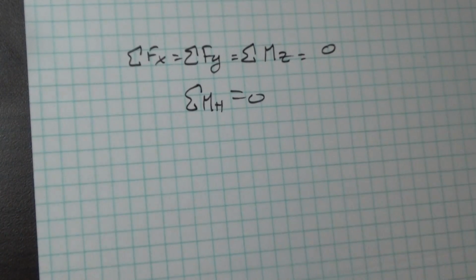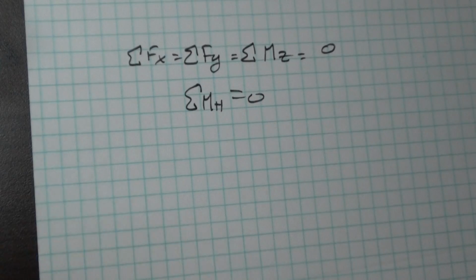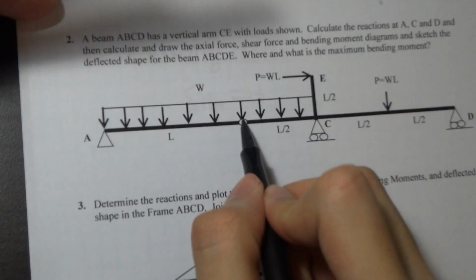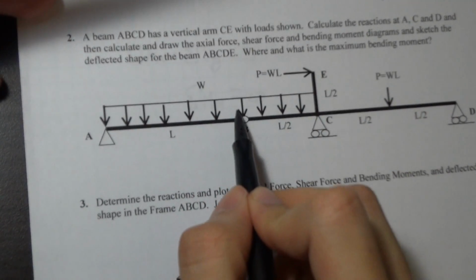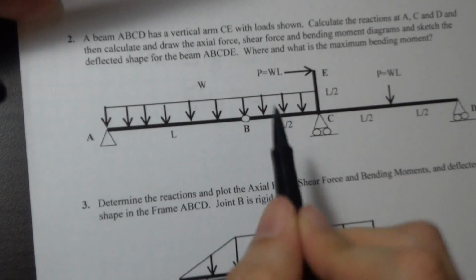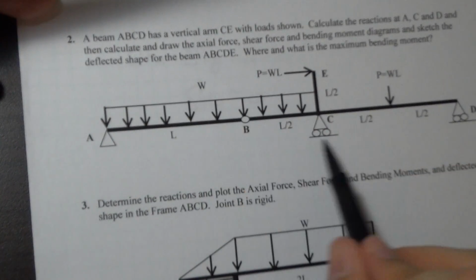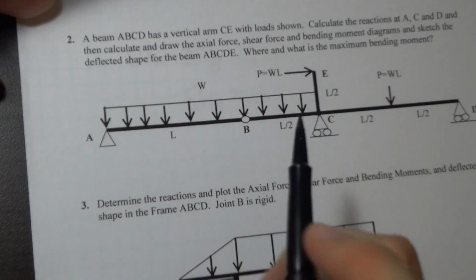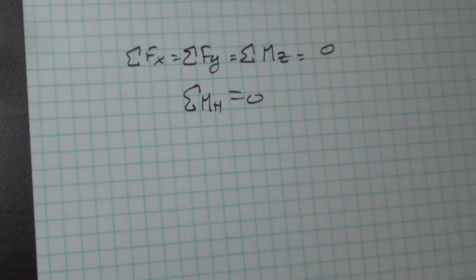In other words, if I'm at the hinge and I look to the left, the sum of all the moments about B on this side must equal 0, and the sum of all the moments about B on the right-hand side must also equal 0. So how does this actually work in practice?